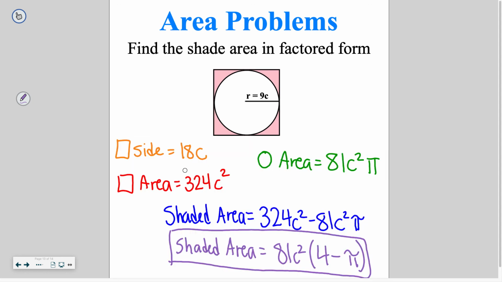Again, solve for the side, find the area of the square, find the area of the circle, and subtract. If you have questions about this or anything else from the lesson, please let me know when you get to class.